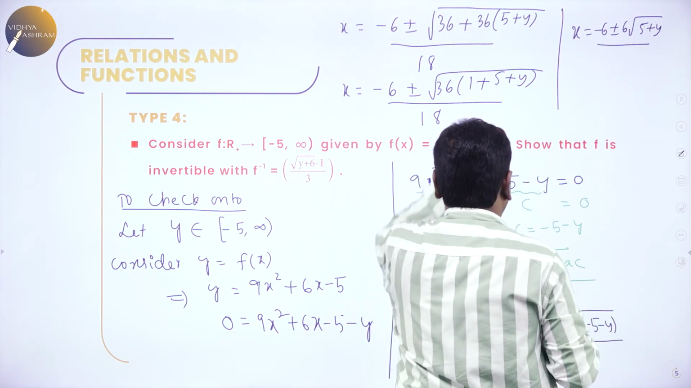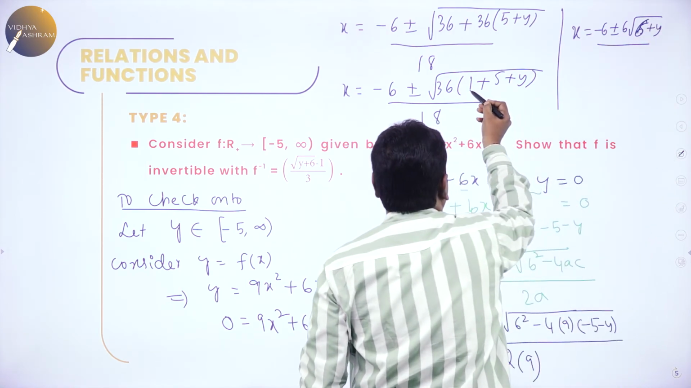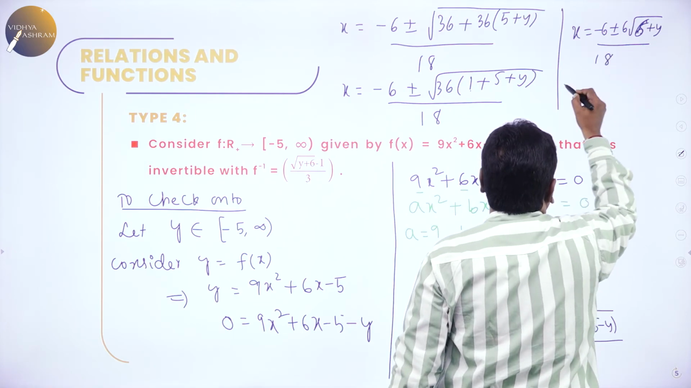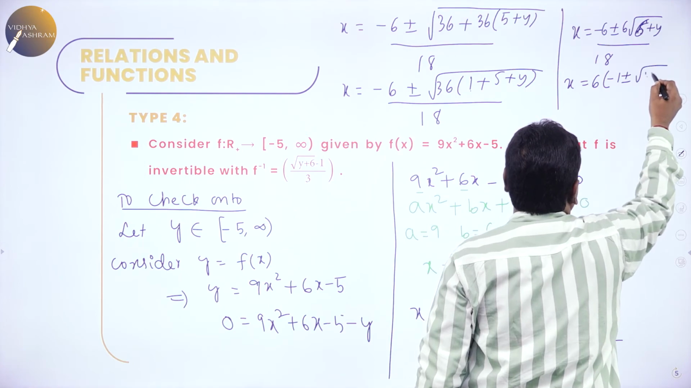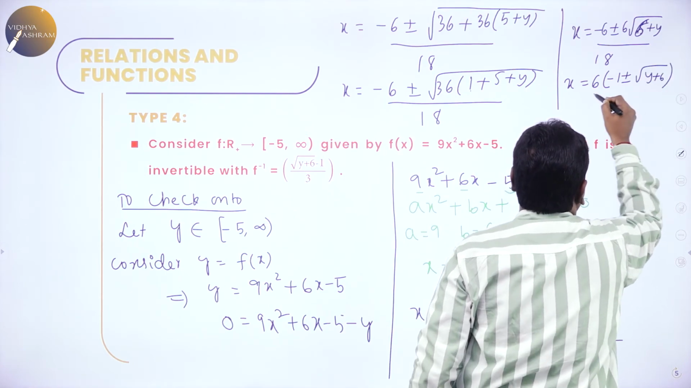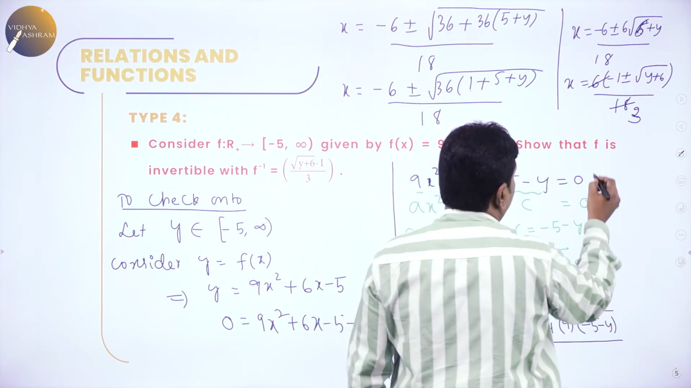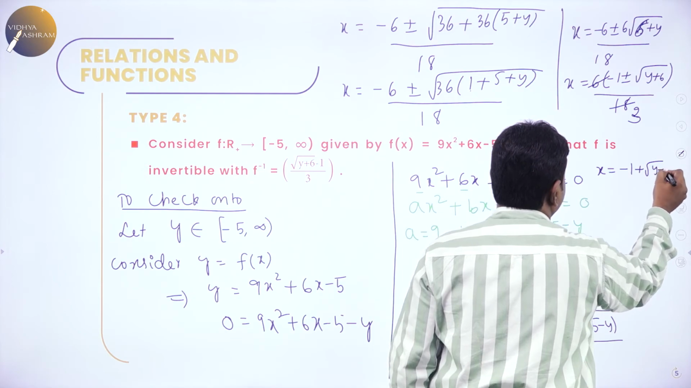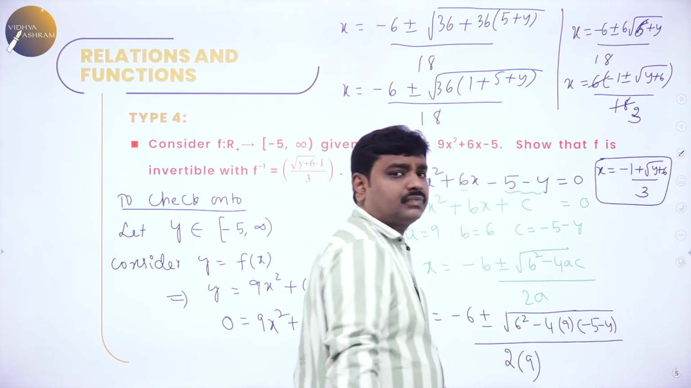X is equal to minus 6 plus or minus 6 root of 5 plus y. Sorry, 5 plus 1 is what? 6. So under the root we have 1 plus 5, that will become 6 plus y, divided by 18, and take 6 common. Minus 1 plus or minus root of y plus 6, divided by 18. 6 3s are 18. So now we got the x value. What is the x value? Minus 1 plus root of y plus 6 divided by 3. This is the x value we got.